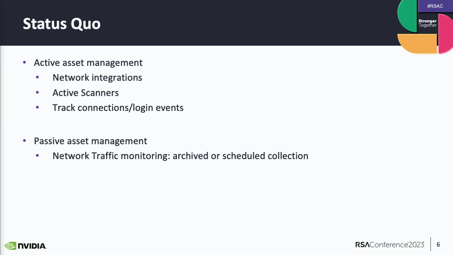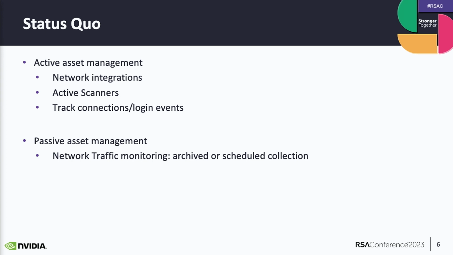In passive asset management, we're only interested in listening on the normal broadcast traffic. That is, we are not generating any new traffic in the process. Some examples of passive data sets could be NetFlow events, syslogs, event-based logs like Windows event logs, etc.